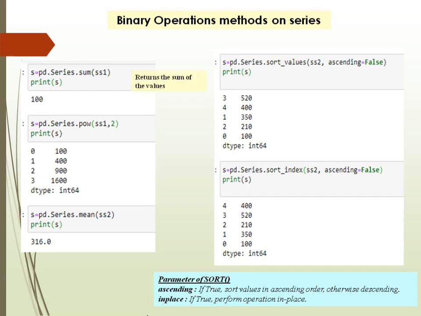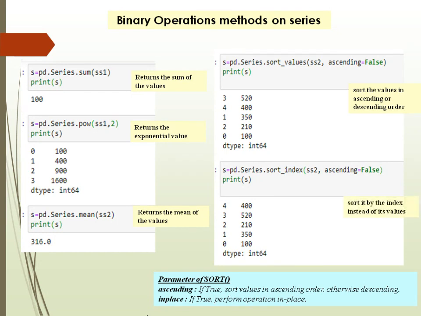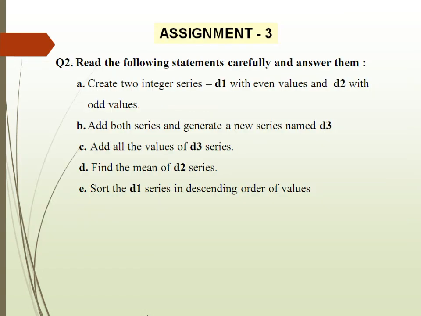So now: returns the sum of values, returns exponential values, returns the mean of the values, sorts the values in ascending or descending order, sorts by the index instead of its values. Clear? Next is assignment 3, a very short assignment on these binary operations only.